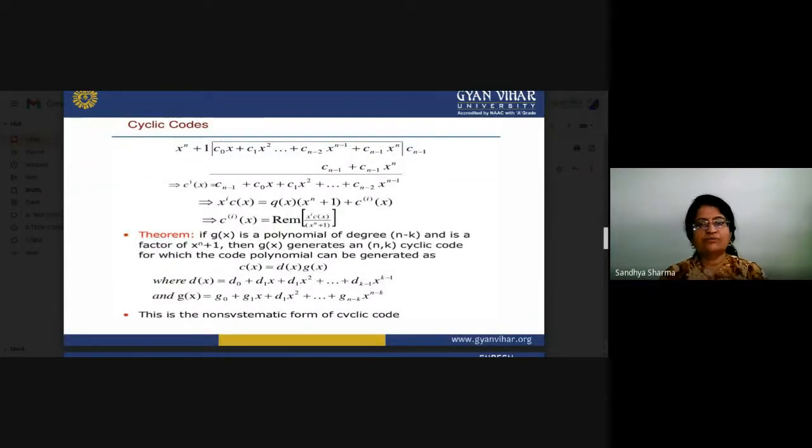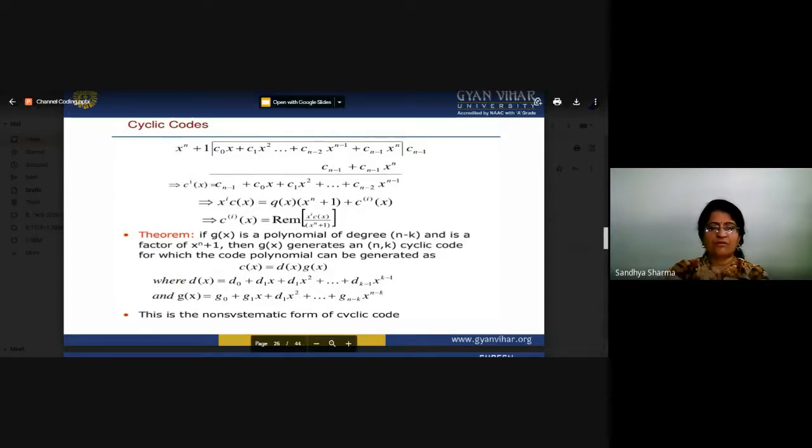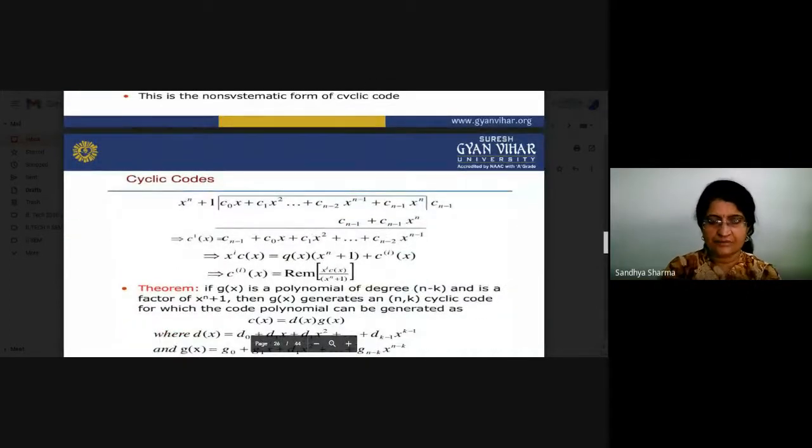Basically, if you are given g(x), a polynomial of degree n minus k, that is a factor of x^n plus 1, any factor of x^n plus 1, then g(x) generates an (n,k) cyclic code for which code polynomials can be generated. So c(x) is equal to d(x) into g(x). Same thing as here, d(x) into g(x), but only here it will be in terms of polynomial terms. So the data word is represented in polynomial form, and the generator matrix is also represented in polynomial form. That is basically the non-systematic form of cyclic code if you are directly multiplying it.